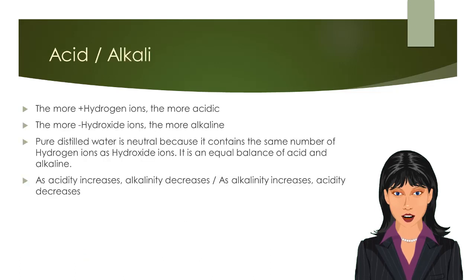The more positive hydrogen ions a substance contains, the more acidic the substance is. The reverse is also true, wherein the more negative hydroxide ions a substance has, the more alkaline it is. Pure, distilled water is neutral because it contains the same number of hydrogen ions as hydroxide ions. It is an equal balance of acid and alkaline. As acidity increases, alkalinity decreases, and vice versa. As alkalinity increases, acidity decreases.